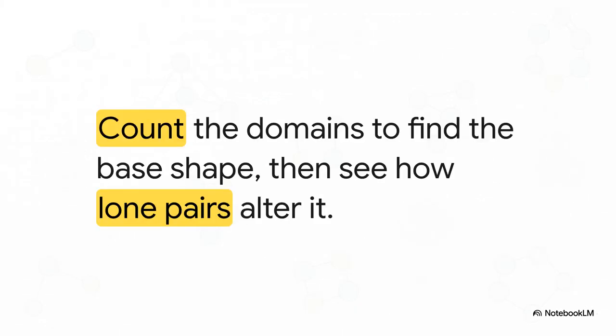So, you see, the whole thing boils down to this one simple process. You count the domains to get the base shape, linear, trigonal planar, or tetrahedral. Then you just look to see how many of those are lone pairs, and that tells you the final molecular shape. It's a beautiful, predictable system.